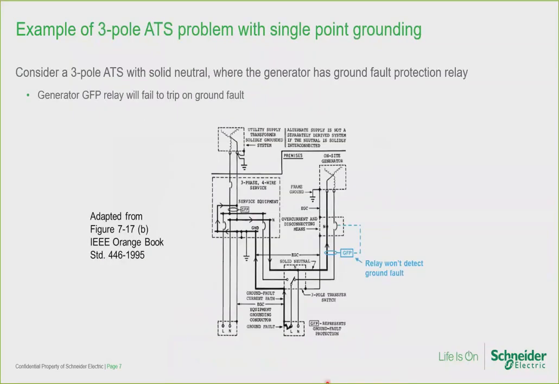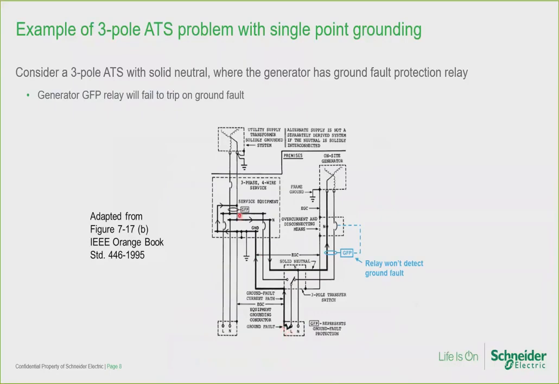This slide shows an example where single point grounding between a utility source and a generator causes the ground fault protection to malfunction. The generator in this example has a ground fault protection relay, which in reality is an LSIG trip unit on the generator breaker. A couple things I want you to note. Notice here that the automatic transfer switch is switched to the generator. So the generator right now is supplying the load.